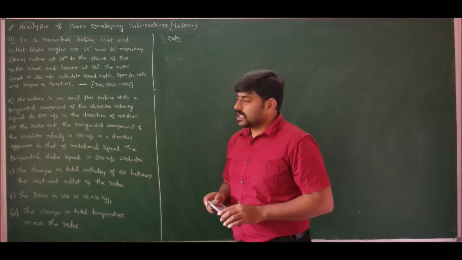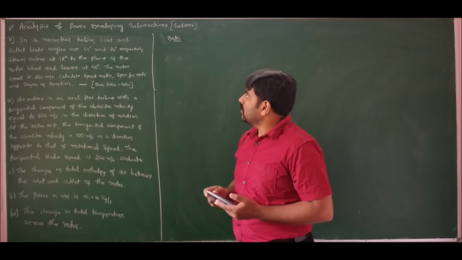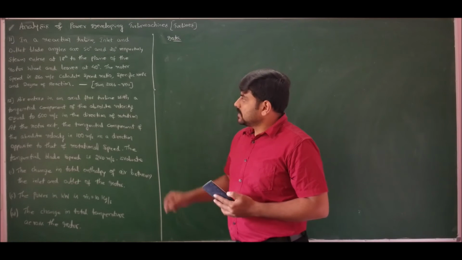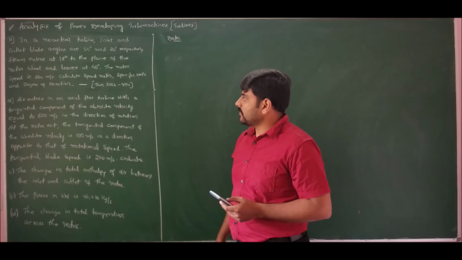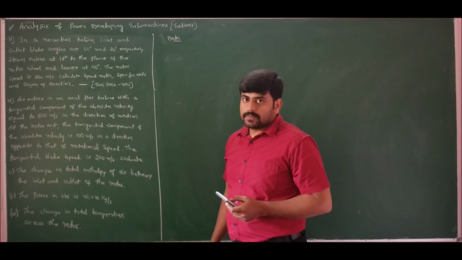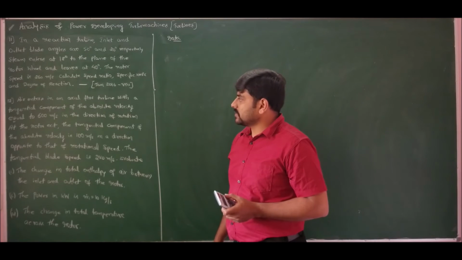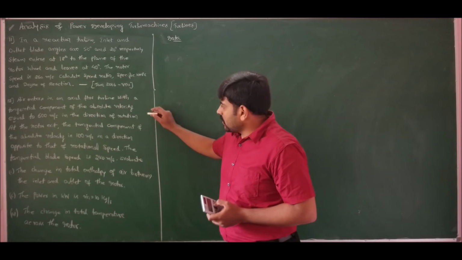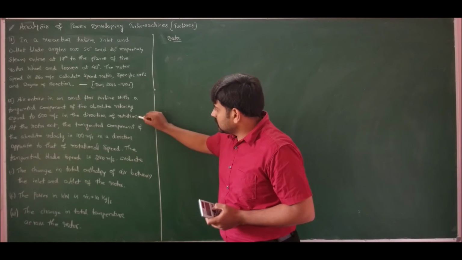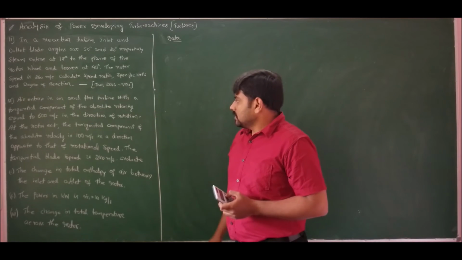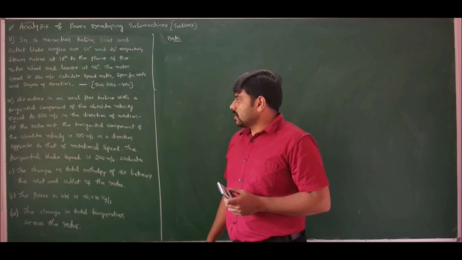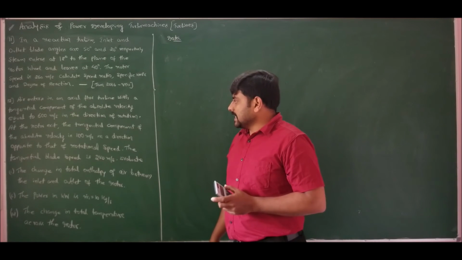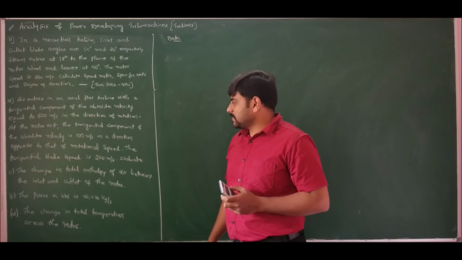Moving to problem number 12 of our discussion on power developing turbomachines. It states that air enters an axial flow turbine with a tangential component of absolute velocity equal to 600 meters per second in the direction of rotation of the rotor. At the rotor exit, the tangential component of the absolute velocity is 100 meters per second in the direction opposite to that of rotational speed. The tangential blade speed is 250 meters per second.